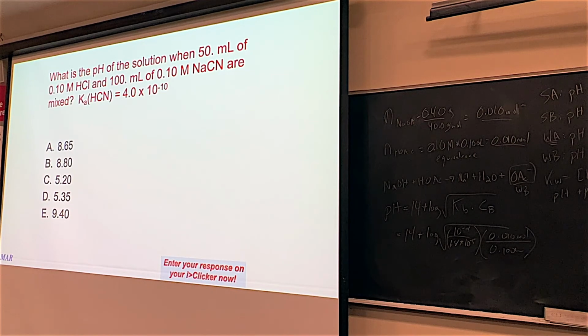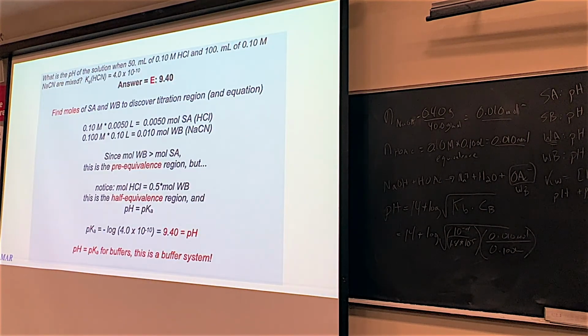The last two questions, which we just don't have time for, I'm sorry. It says, what's the pH of the solution now between a strong acid and sodium cyanide, which is actually a weak base? I give you the Ka there just to mess with you a little bit. But now, you can think about it as a weak base plus strong acid titration. So find the moles, and you'll find that this is pre-equivalence. You have more moles of cyanide than you have HCl. So the equation looks something like Henderson-Hasselbalch, pH equals pKa plus log base over acid. In this case, you're actually at the half equivalence point, so pH and pKa are the same.